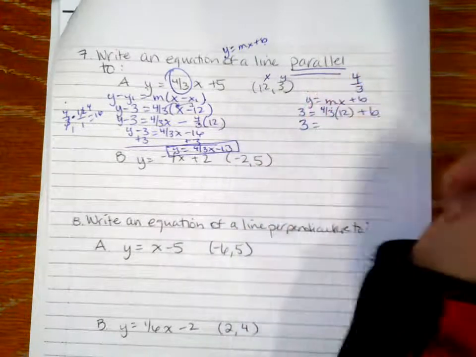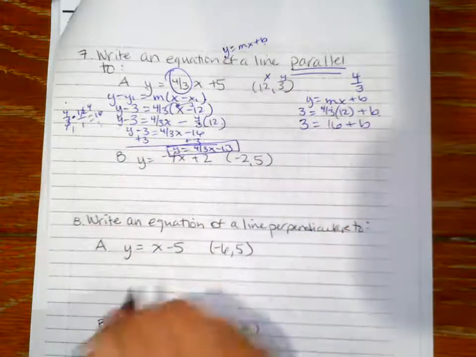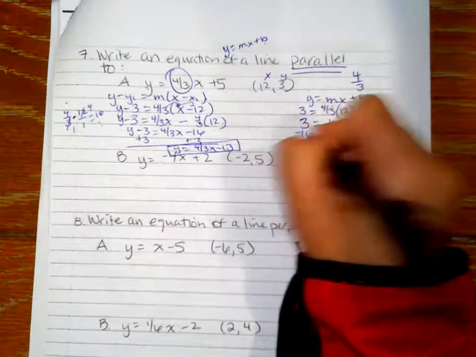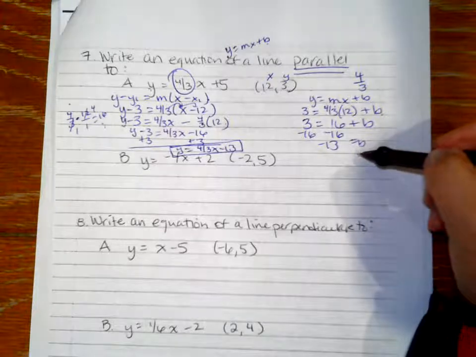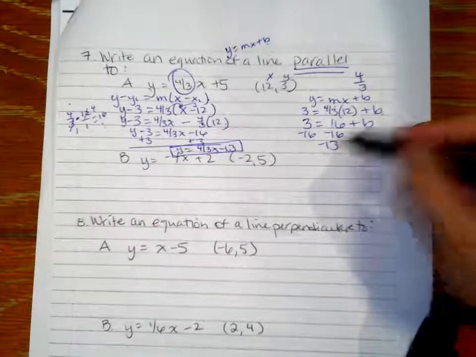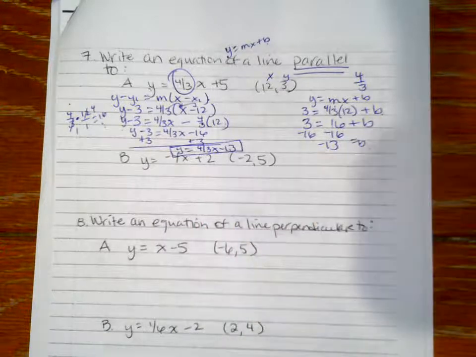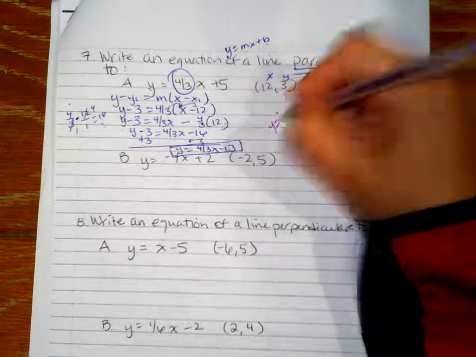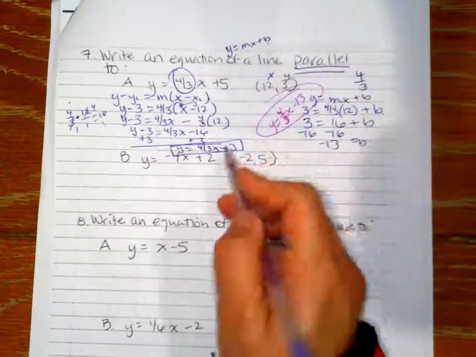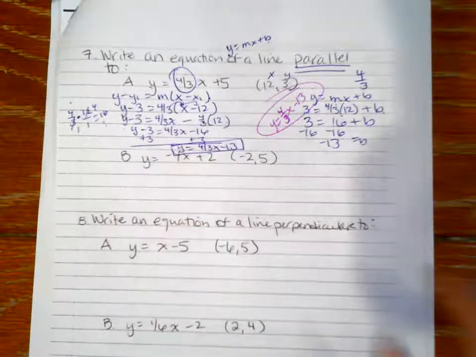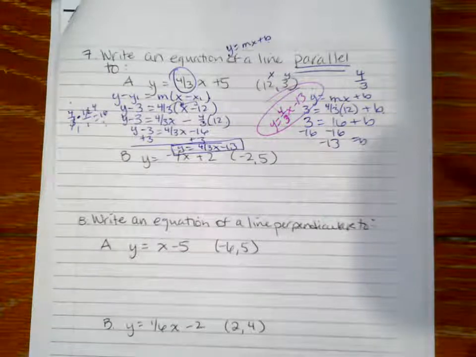So 3 is equal to, we already know what that is, it's 16. 3 is equal to 16 plus b. When I subtract 16 from both sides, b is equal to negative 13. Now remember, that's not the equation. This is just the y-intercept, which you got here as well. So on this side, you just need to plug them back in. So y is equal to 4 over 3 x minus 13. Either way works. It's up to you which format you like. Both are going to get you the right answer.